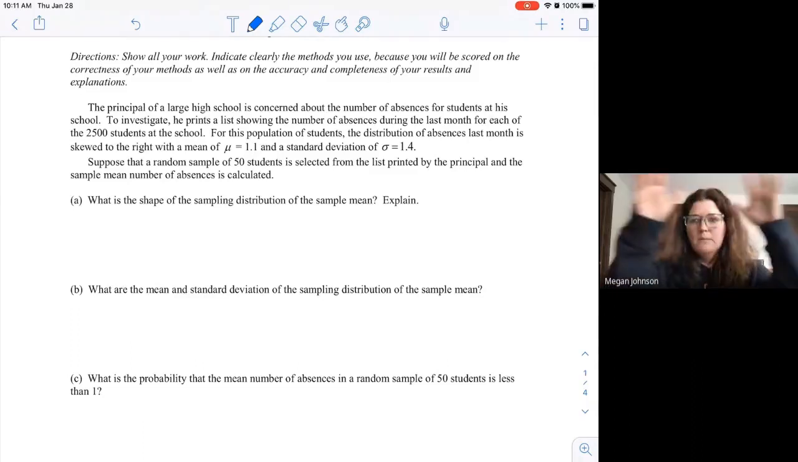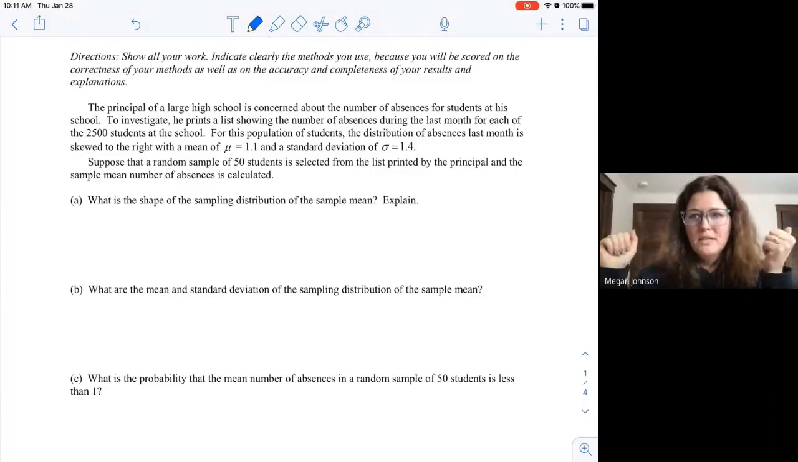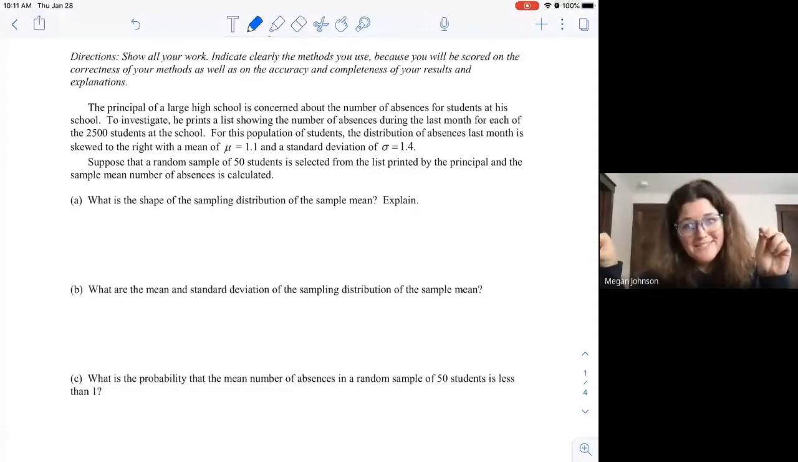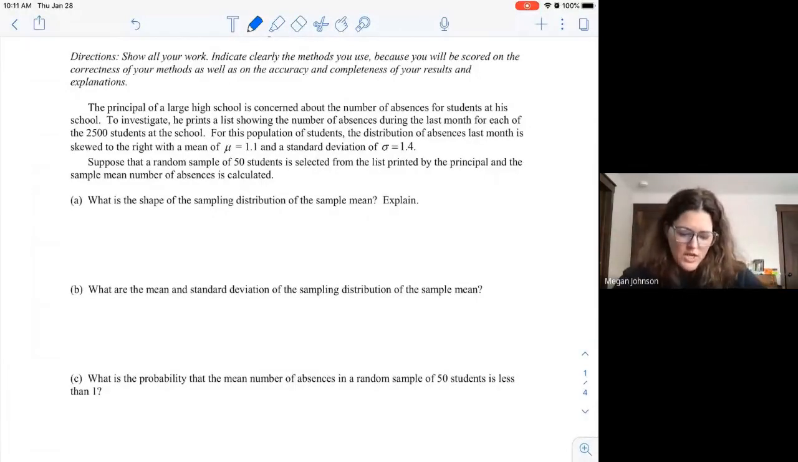So we have a parent population of 2,500. The population is skewed to the right, as you would suspect. That makes sense in my head when you think about absences, because a whole lot of people are not going to have very many absences at all. But then there's probably a few people that might have a whole lot of absences, which is what makes it skew up to the right. So we know it's a skewed distribution. Now we're going to look at taking samples of 50 students.